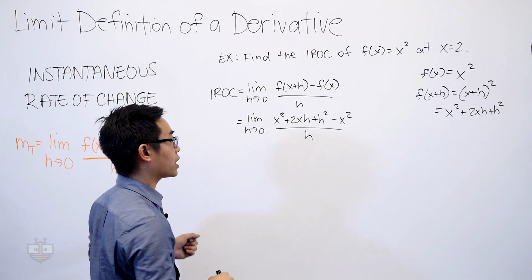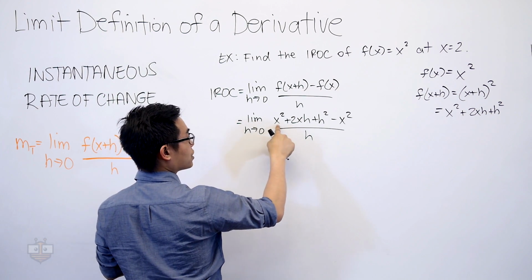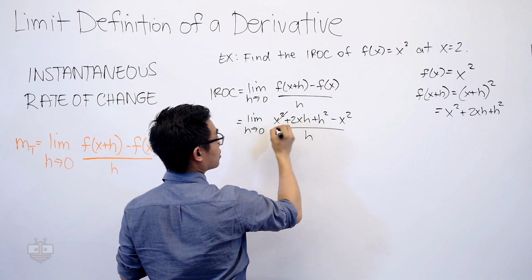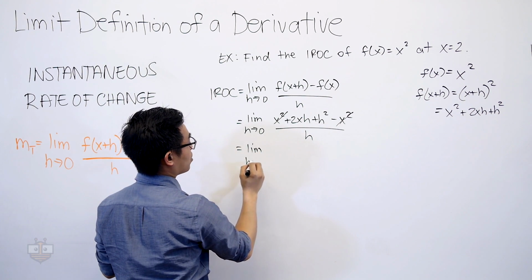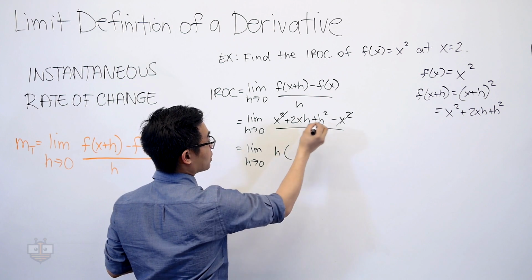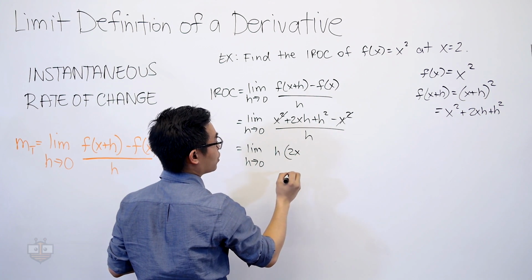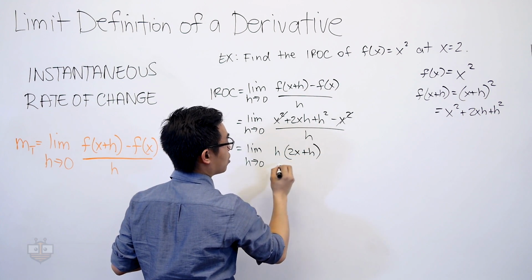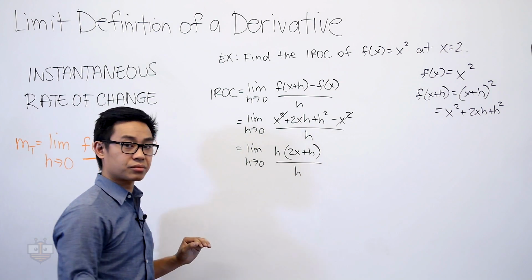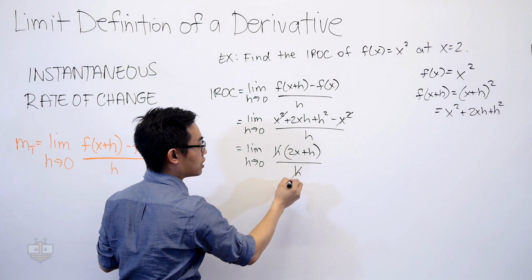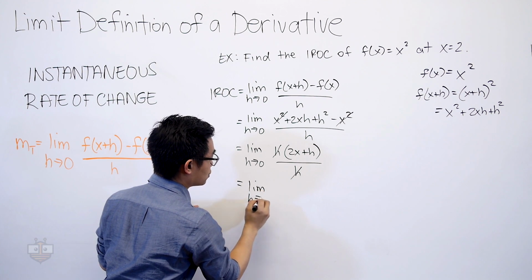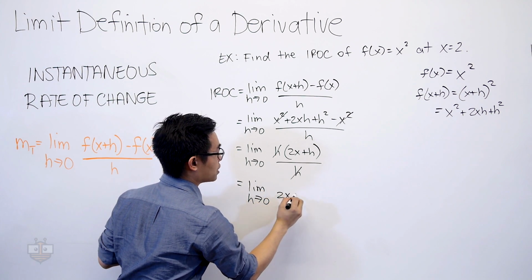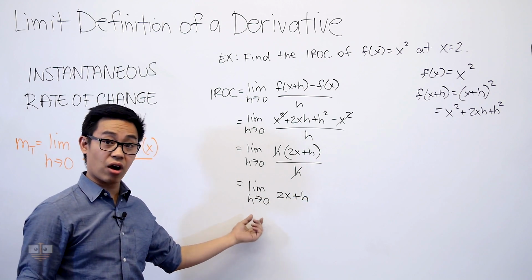So let's do some work to cancel out h. You'll notice there's an x squared here and a minus x squared here. So those two cancel out. Now we'll be able to factor out an h from this expression. You'll be left with 2x plus h all over h. Now we can cancel out the h's to be left with the limit as h approaches 0 of 2x plus h. We can sub in now.